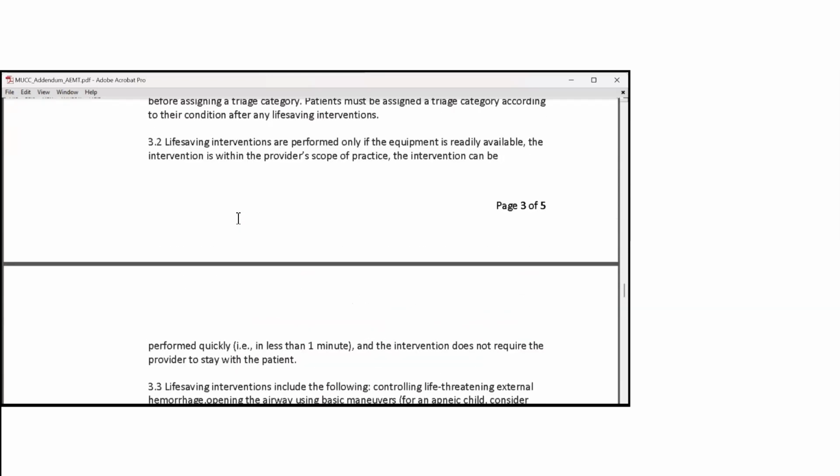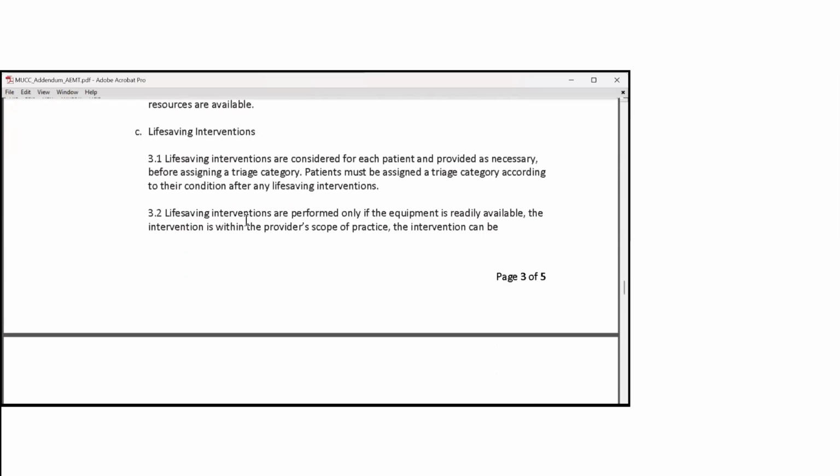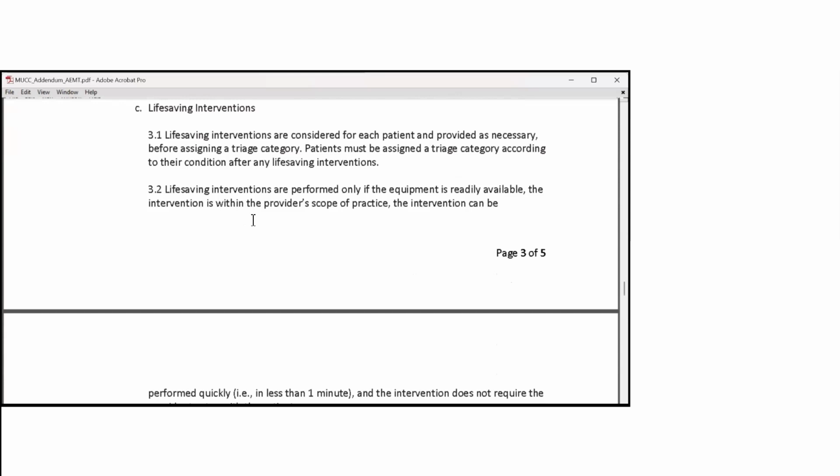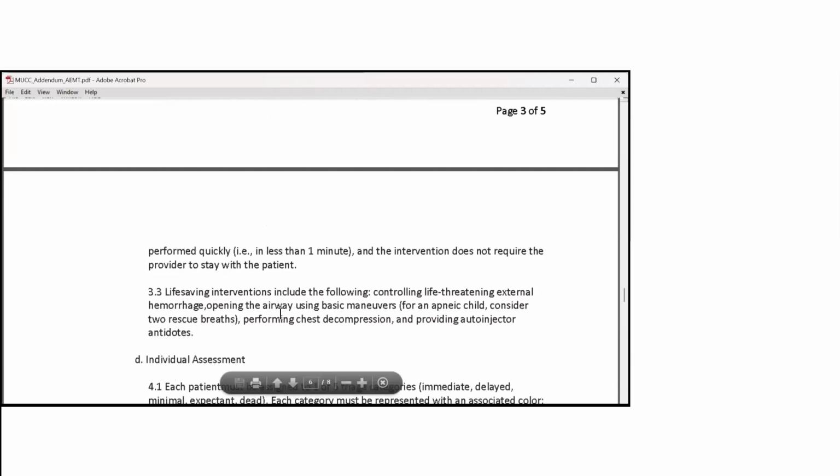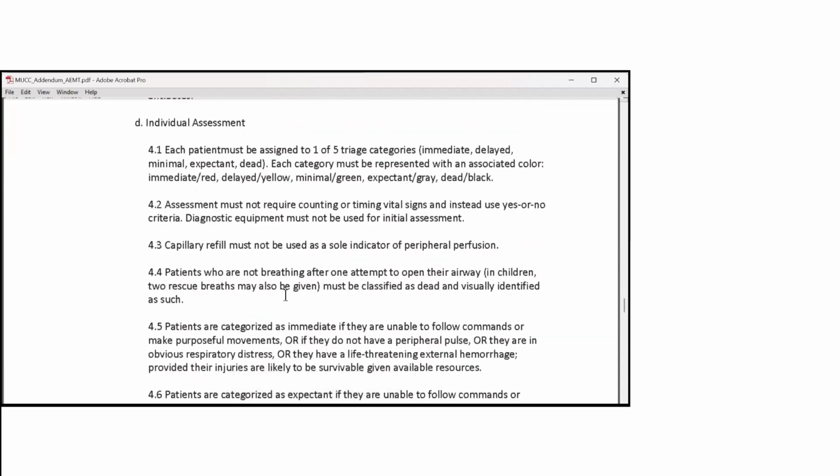So again, it's global sort, then life-saving interventions. This is quickly looking at each patient and providing these life-saving interventions. And then the last part is the individual assessment. Each patient must be assigned an individual triage category based on the criteria.